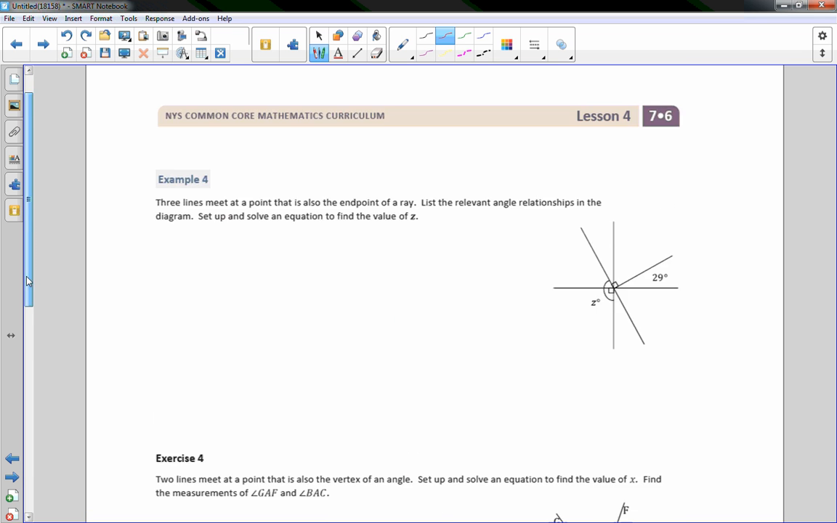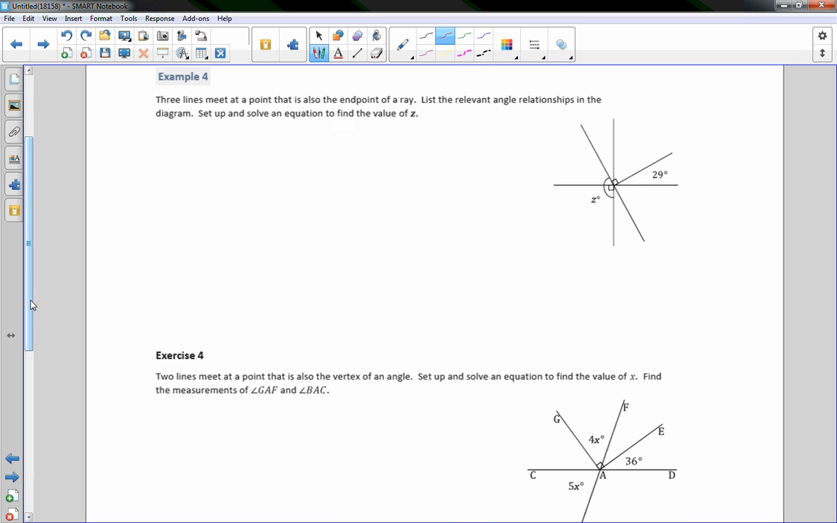Example 4. 3 lines meet at a point. Okay, so here's a line. Here's a line. And here's a line. And then we have this ray. Okay, so we have 3 lines that meet at a point and then a ray at the same vertex. List the relevant angle relationships in the diagram.